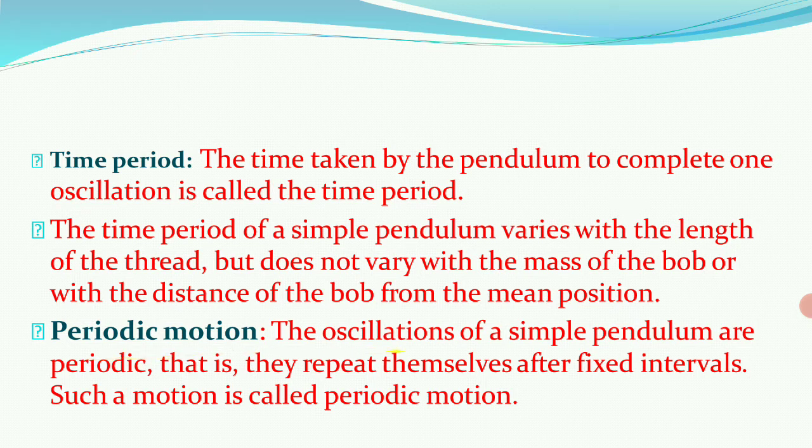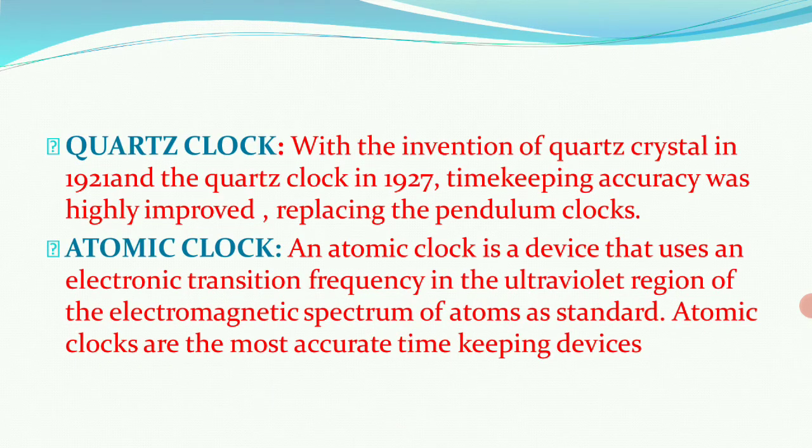Next, periodic motion. The oscillations of a simple pendulum are periodic. That is, they repeat themselves after fixed intervals. Such motions are called periodic motion. The oscillations of the simple pendulum are periodic, meaning they repeat after regular intervals of time. That kind of motion is called periodic motion.